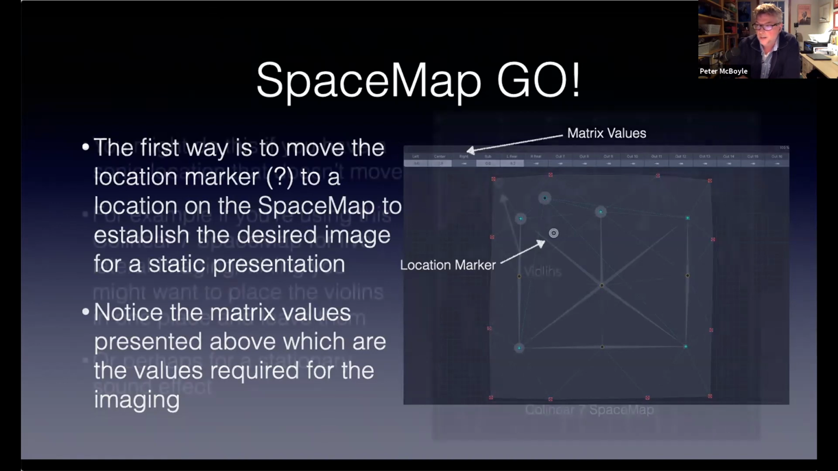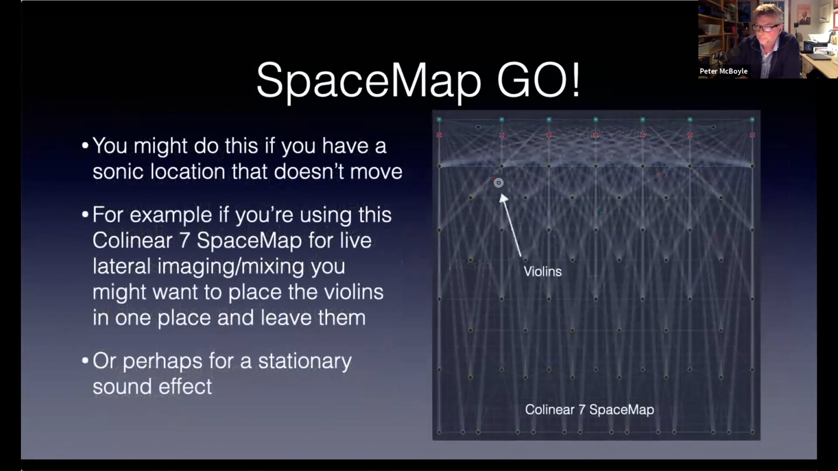So in that case, you again would park the location marker where you want in the mix, and then leave it. If it creates the correct imaging, then that's great. So it's super quick and super precise, and you don't have to get any animation or motion going. You can just move the location marker to where you want it to be and leave it. That's for a stationary effect.